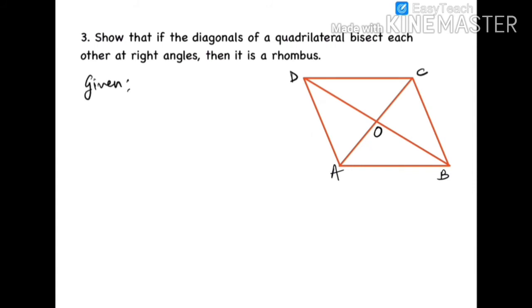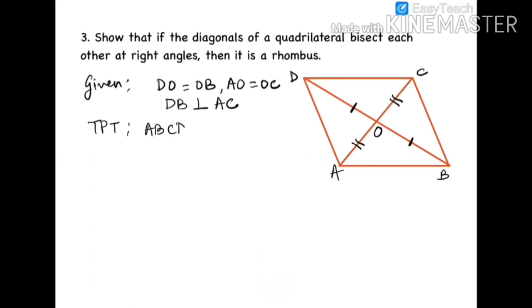So we are given that these diagonals bisect each other. This means that OD is equal to OB and OA is equal to OC. And we are also given that these diagonals bisect each other at right angles. So DB is perpendicular to AC. What do we have to prove? That this quadrilateral is a rhombus. So we have to prove that ABCD is a rhombus.